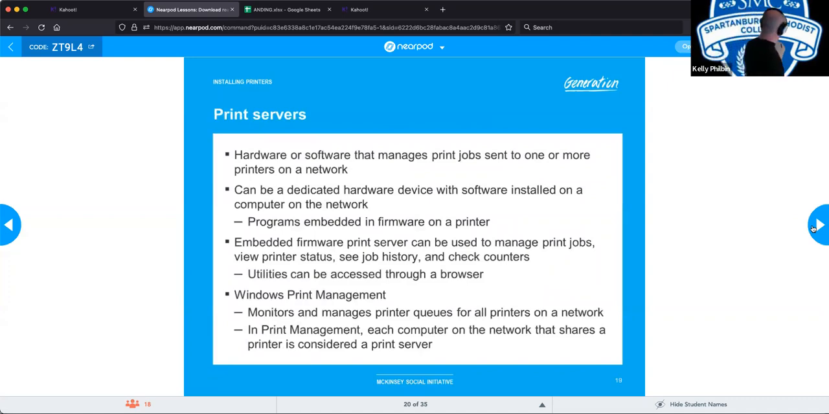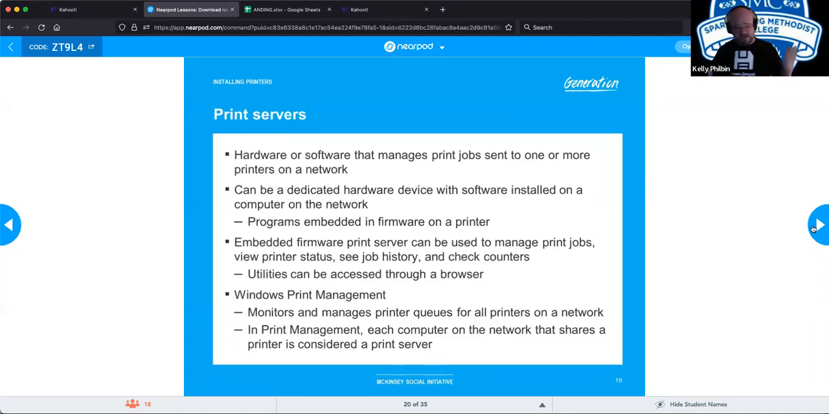All right, print servers. Print servers can either be hardware or software that manages print jobs sent to one or more printers on a network. Print servers can be as simple as quite literally a desktop set up next to the printer, and its sole purpose is to be a print server for that printer. If it is not a network printer, essentially you set it up there, you share it with the rest of the office, and that computer itself is operating as a print server.